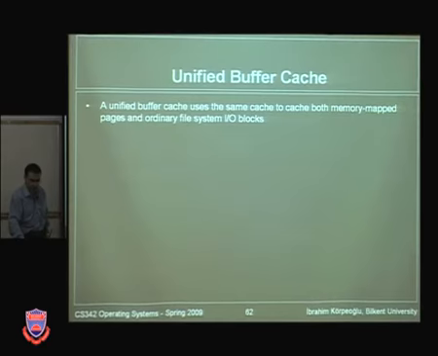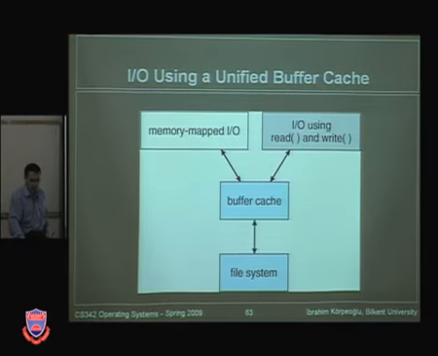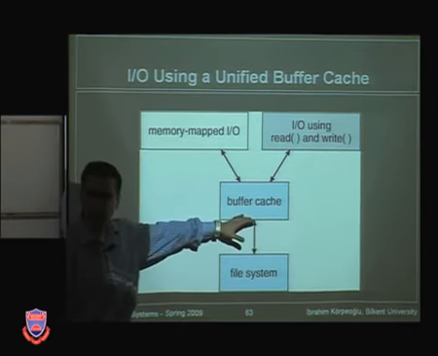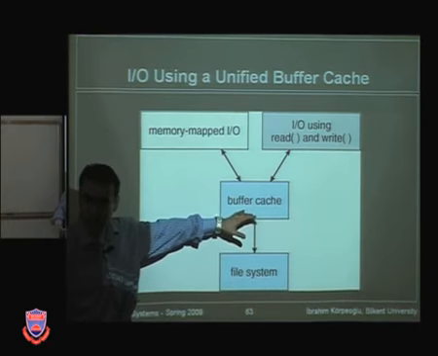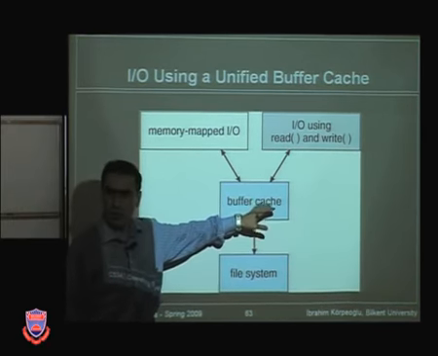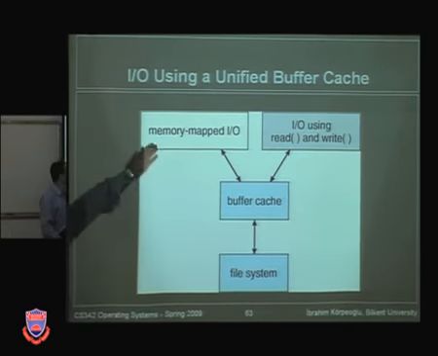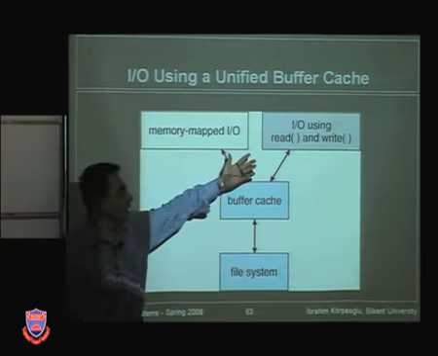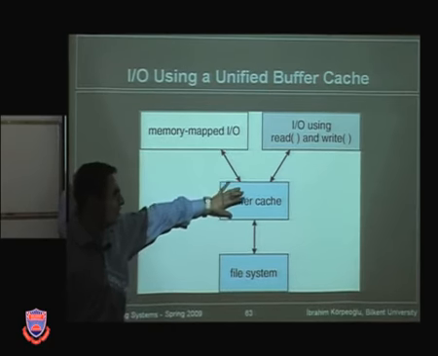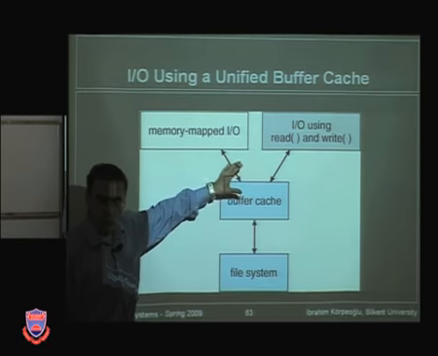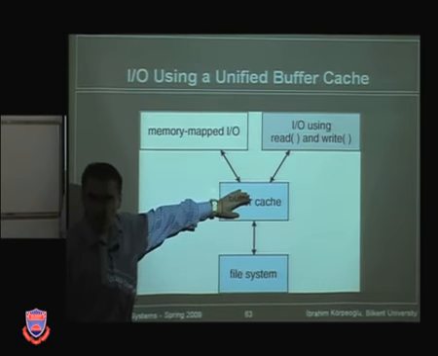So a unified buffer cache uses the same cache to cache both memory mapped file pages and ordinary file system I/O blocks. So we now have a single buffer cache that can store pages corresponding to the files, and also disk blocks corresponding to the files. Okay? Then memory mapped I/O and I/O using read and write system calls will both use the same cache.